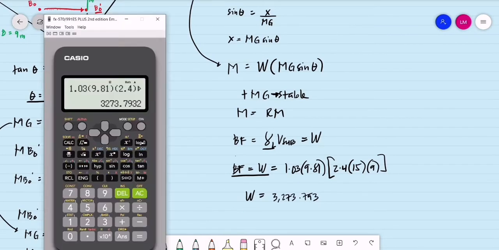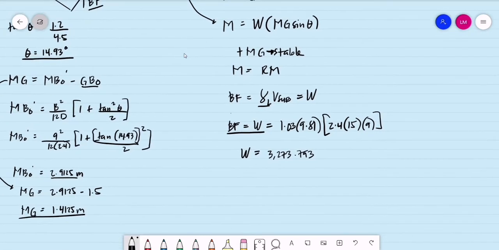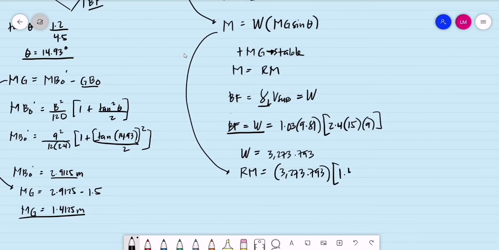Double check natin. 3,273.793. Okay, so computing for the moment. This is, since positive yung mg, this is a righting moment. Okay, what is the value of the weight? That is 3,273.793. Ano yung ating metacentric height? The metacentric height is, gamitin ko yung nasa choices, those 2 decimal places lang, 1.41. Multiplied by the sine, ano yung angle natin kanina? Yun yung 14.93 degrees.